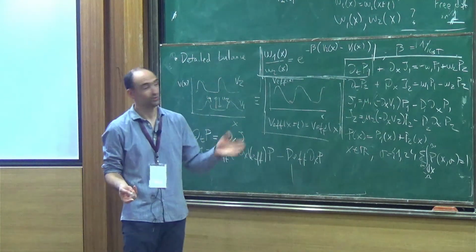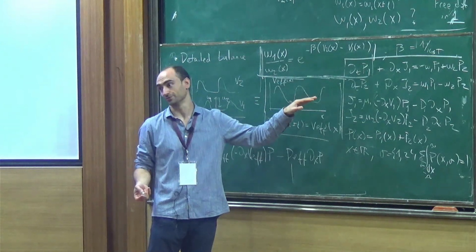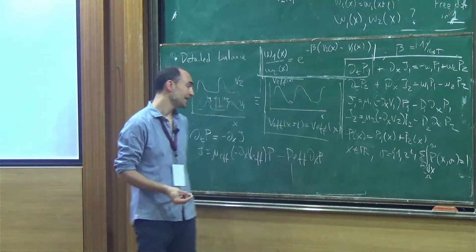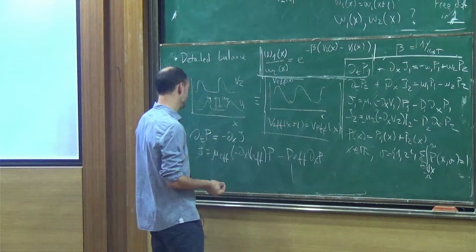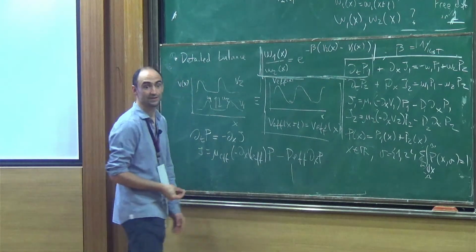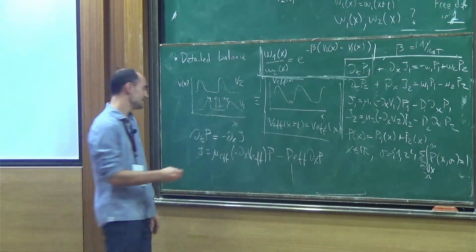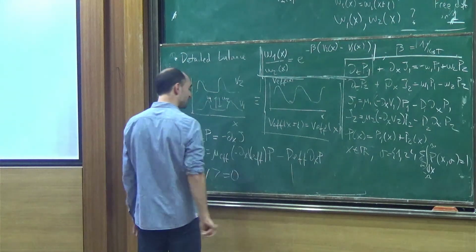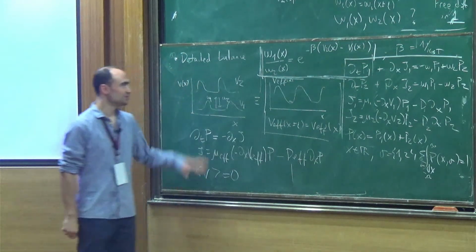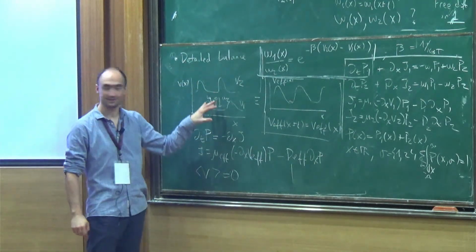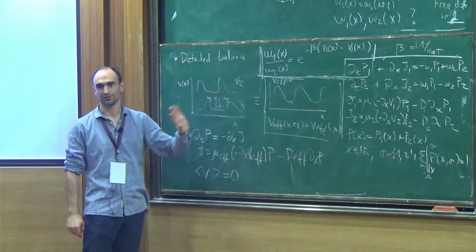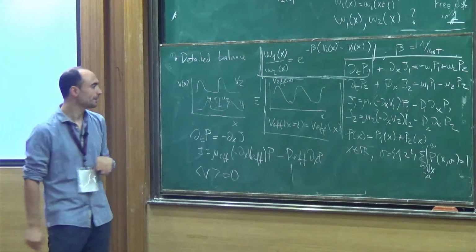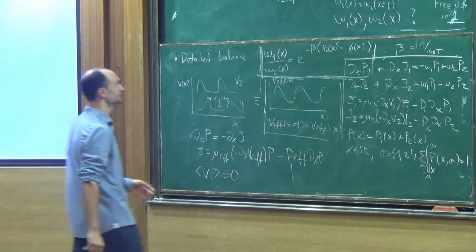It will stay there. There will not be a net current. It will not move on average. So the mean velocity, which is the mean current, will be zero. So the motor does not move. If we satisfy detail balance, the motor doesn't move. This is something you can check.